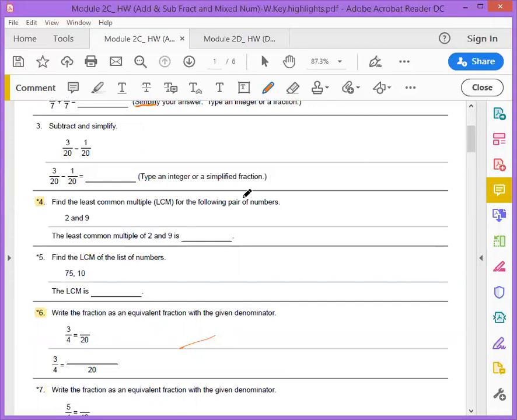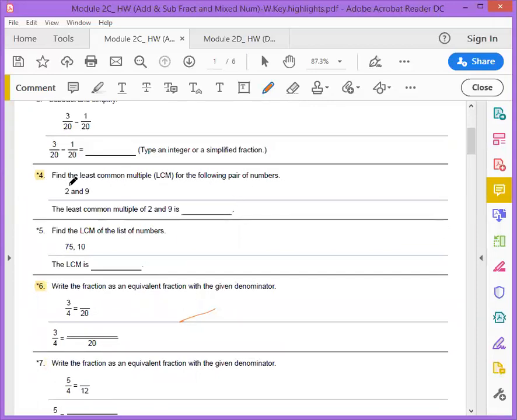Now let's look at number 4. We're asked to find the least common multiple, and we often use the acronym LCM to represent least common multiple for the following pairs of numbers. So for 2 and 9, to get the least common multiple, you would simply list multiples of the 2 digits, in this case 2 and 9. We want to find multiples of 2 and multiples of 9, and then find the smallest one that they have in common. So we'll start with number 2 and just list multiples.